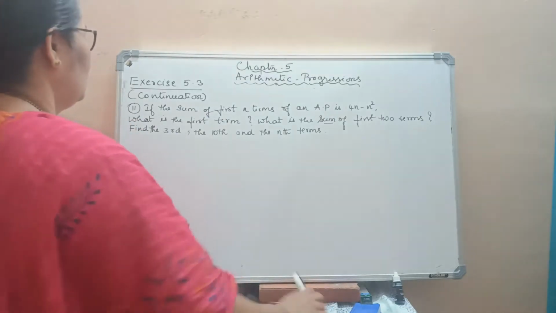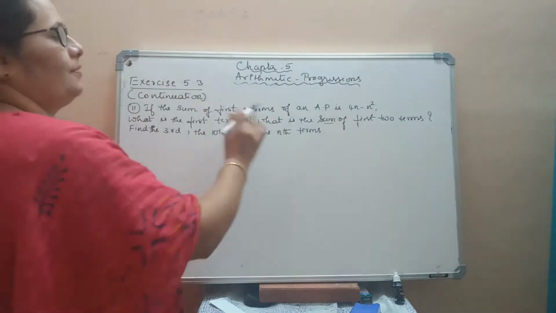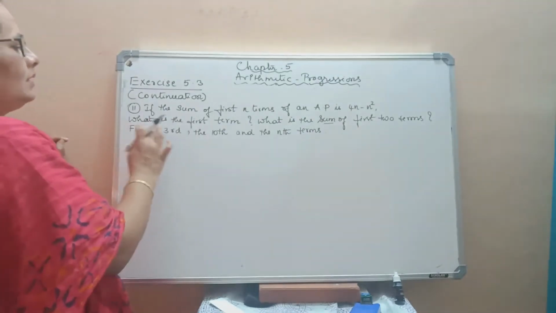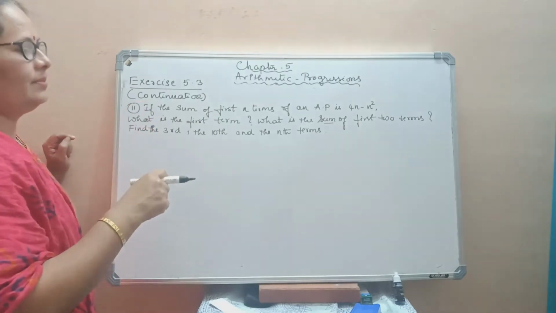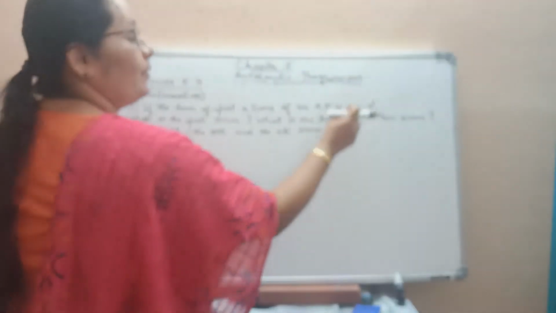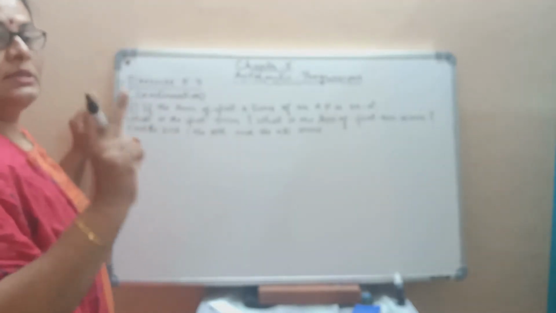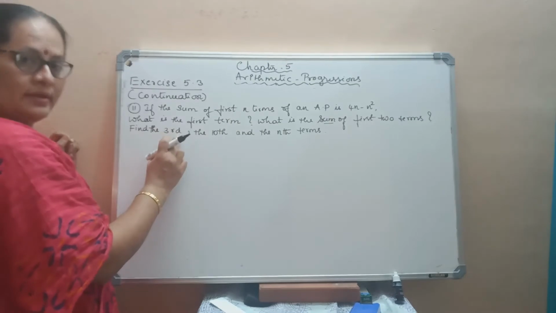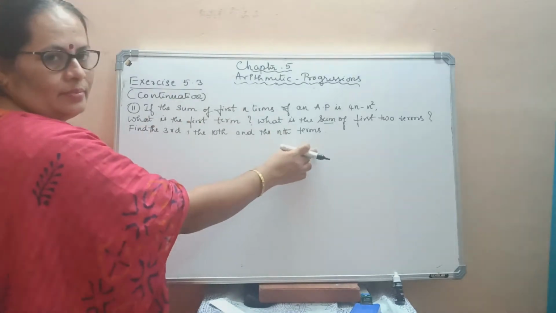So in question number 11, if the sum of first n terms of an AP is 4n minus n square, what is the first term? You need to calculate the first term. What is the sum of the first two terms? So you need to calculate the sum of the first two terms. Find the third term, 10th term and the nth term.